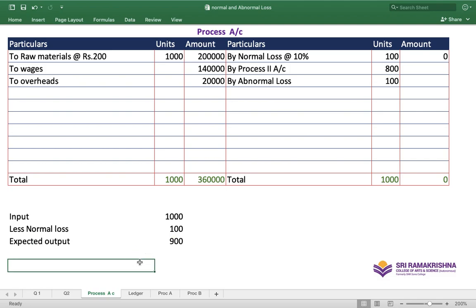So to find out per unit cost, it is equal to 3,60,000 minus 0 divided by 900. The per unit cost is at the rate of rupees 400 per unit. Even the process loss, abnormal loss, is also valued at the rate of rupees 400.